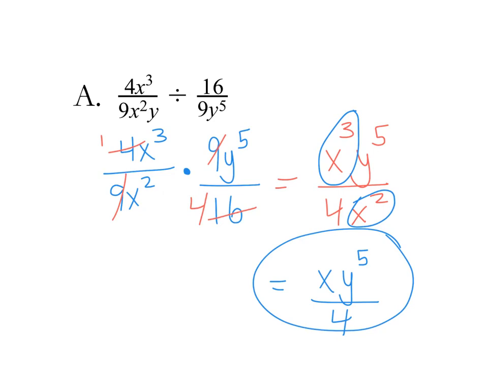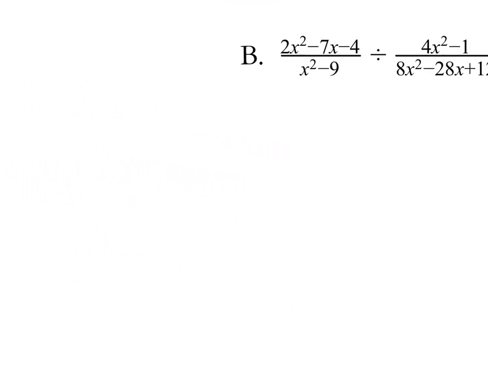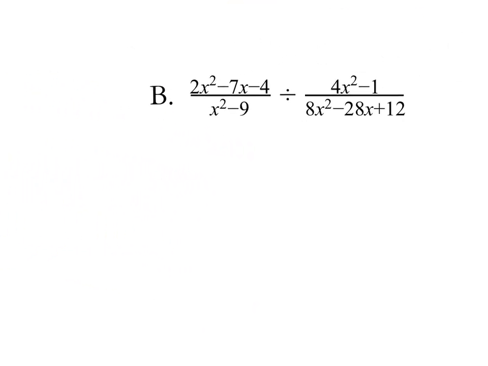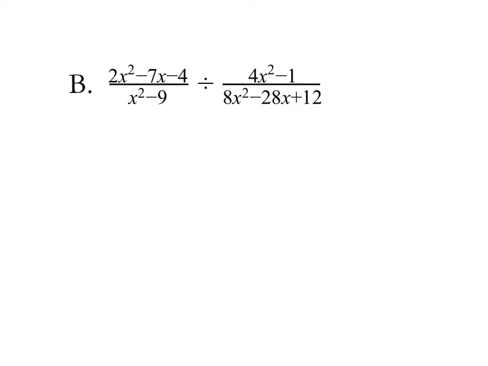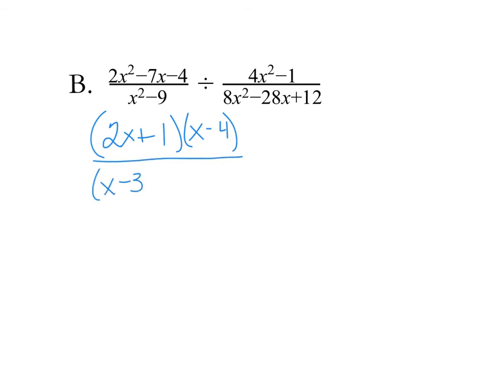One more problem together. We'll look at part B. Just like we did last time, we're going to rewrite this problem as a product first. If you'd like, you can factor as you go. So as I look at this numerator here on the left, I can write this as 2x minus 4 over here plus 1 here, all over x minus 3, x plus 3.